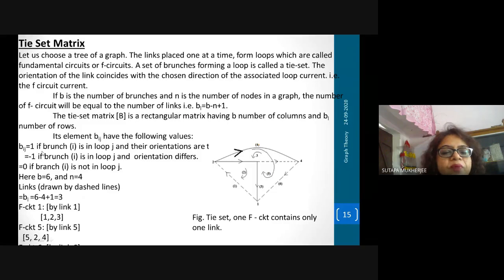Bij is 1 if branch i is in loop j and their orientations are the same, then it will be +1. If branch i is in loop j and the orientations differ, then it is -1. If branch i is not in loop j, then it is 0.